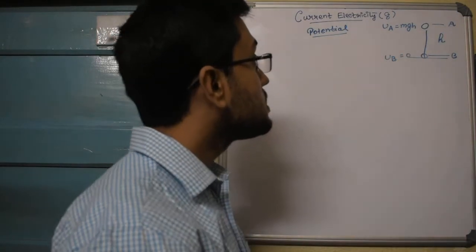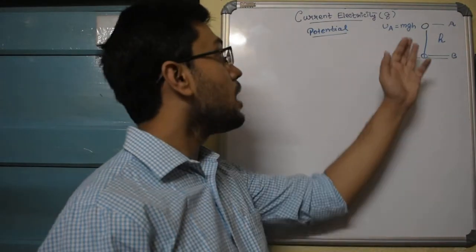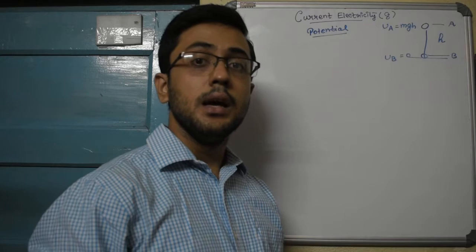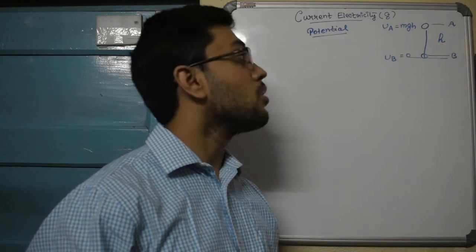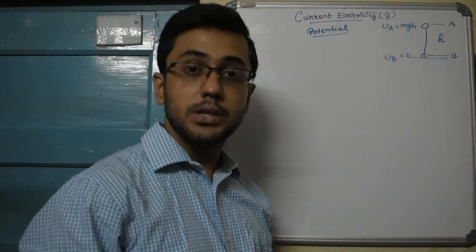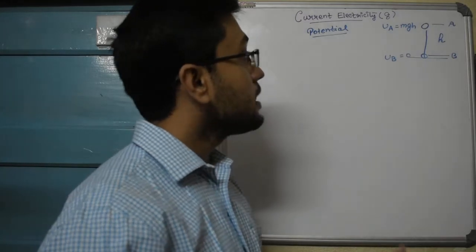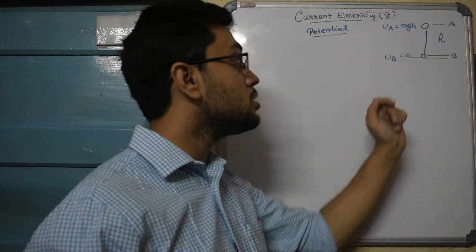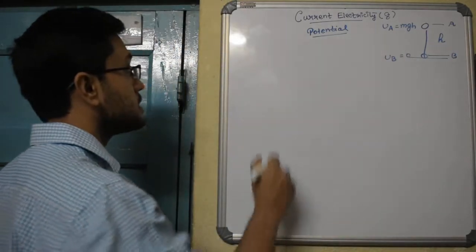So quite obviously, when the ball is at A, it has got a higher potential energy, and when the ball is at B, it has got a lower potential energy. In this case, the potential energy that we are talking about is gravitational potential energy. And as we can see, the ball is moving from a higher gravitational potential to a lower gravitational potential.